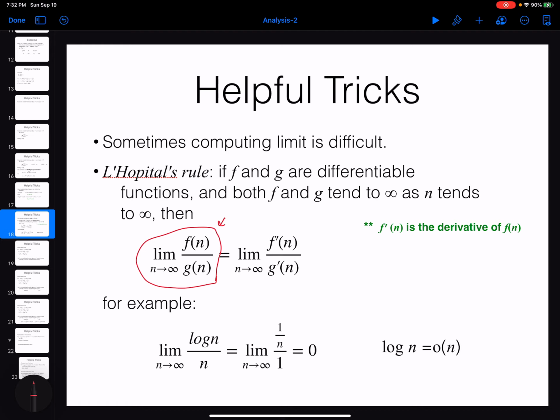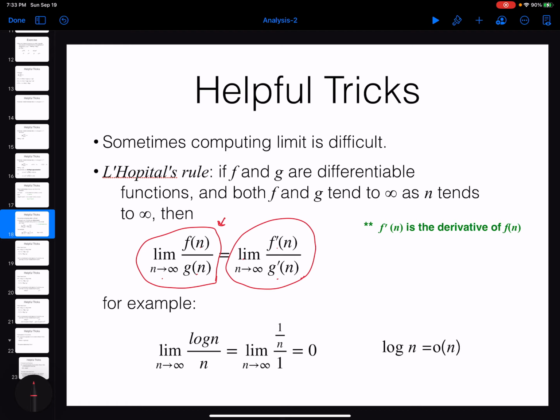we can prove the limit of f of n divided by g of n when n approaches infinity is equal to the limit of the derivative of f of n divided by the derivative of g of n. So if calculating this limit is difficult for you, you can get the derivative of f, get the derivative of g, then calculate the limit for this formula, the derivative of f of n divided by the derivative of g of n.